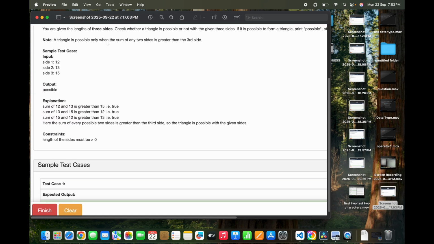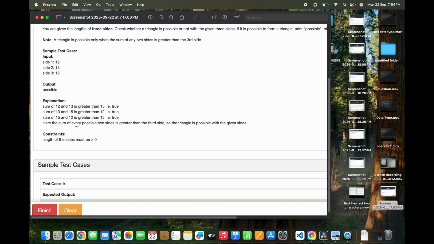A triangle is possible only when the sum of any two sides is greater than the third side. Means when you are adding the two sides, let's see here I am having side 1, side 2 and side 3, three sides we are having in the triangle. The sum of two sides must be greater than the third side, right? 12 plus 13 should be greater than 15, right? And this is the possible output, and the explanation he has given here is that 12 and 13 is greater than 15, 13 and 15 is greater than 12, 15 and 12 is greater than 13. So here is a catch. Here the sum of every possible two sides is greater than the third side, so the triangle is possible, right?